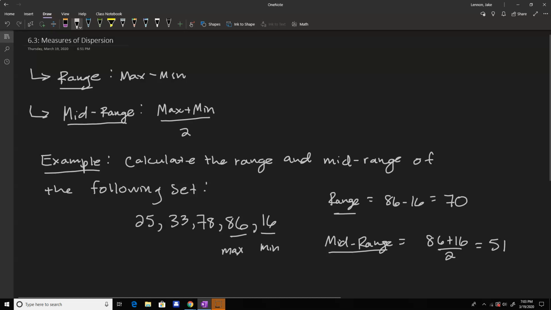Again, last time we learned about the average. You could add all 5 numbers together, and then you could divide by 5. That would be the average or the mean. And then median, you could write them in increasing order and look for the middle number. So in this data set, that would be the third smallest or largest value, which would be 33. So the mid-range is quite a bit different from that.